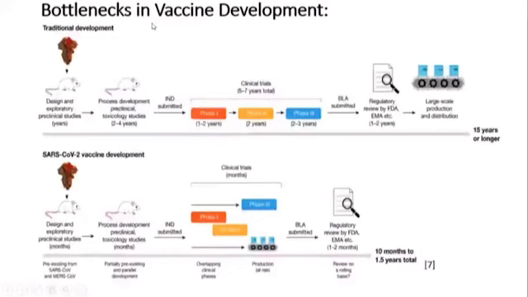In case of bottlenecks in vaccine development, we need to understand that vaccine development is always a complex process, and traditionally it used to take 15 years or more. We don't know the exact time, but in case of SARS-CoV-2, vaccine development only took 10 months to 1.5 years in total. It is due to the overlapping of clinical phases and the emergency authorization by the regulatory bodies.